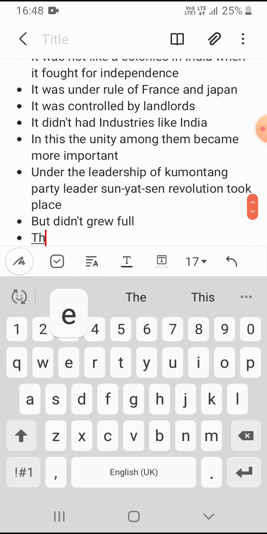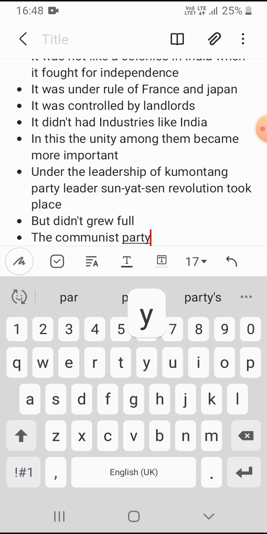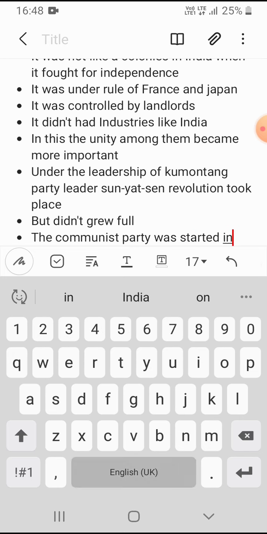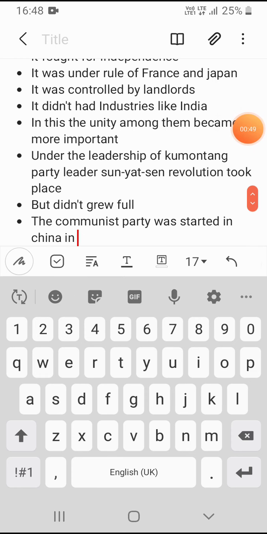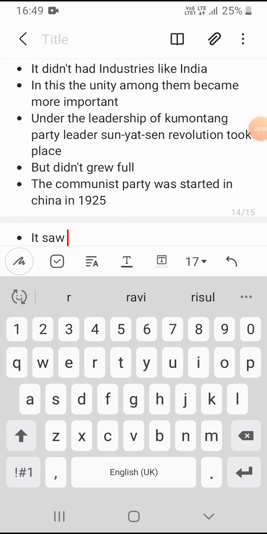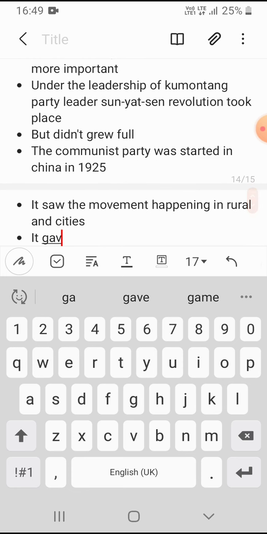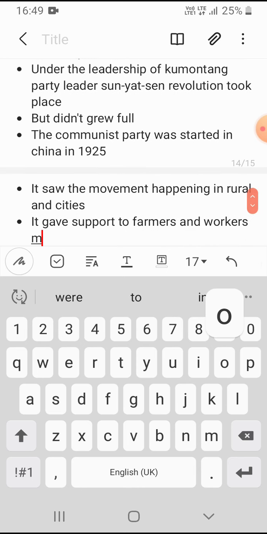The Communist Party was started in China in 1925. It saw the movements happening in rural areas and cities, and it gave support to farmers' and workers' movements.